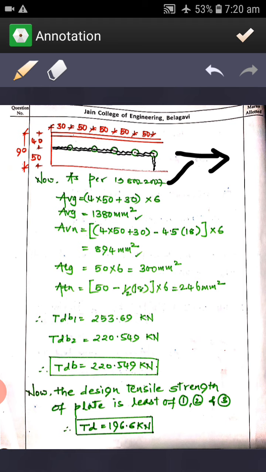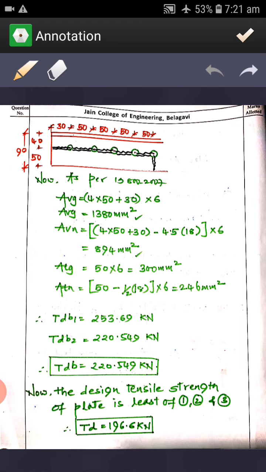So if you see here, we have to take the AVG from the end of the angle to the center of the outermost bolt. For that we have 4 pitch, 4 into 50 plus 30. So 1, 2, 3, 4. 4 into 50 plus 30, into thickness. Understood? AVG is gross. Now I have to find out AVN, that is net. AVG gross, AVN net.